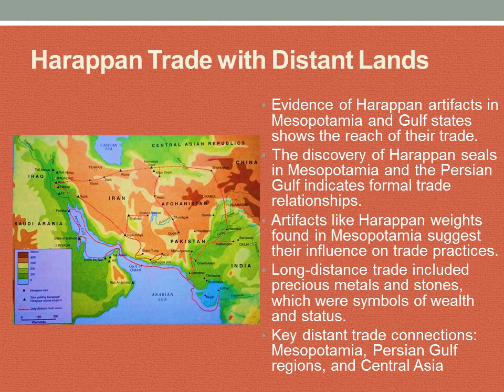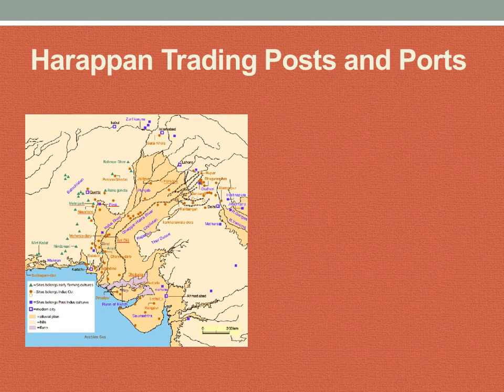The key distant trade connections are connections with Mesopotamia, connections with the Persian Gulf region that includes the present site of Saudi Arabia, Oman and others, and also a few places in Central Asia like Iran, Afghanistan and that of the coastline of the Caspian Sea. Now Harappan trading posts and ports.